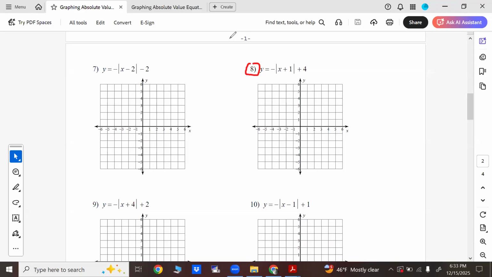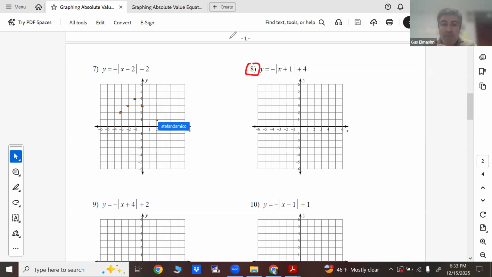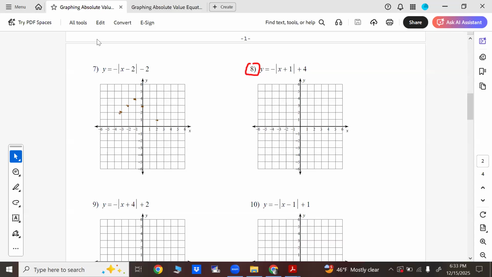Two, three. Good. Awesome. You're putting the wrong graph. That's okay. I don't care. Oh, no, don't worry about it. It's all good.